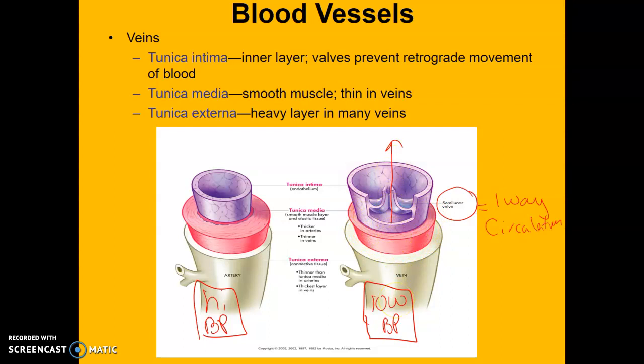Tunica externa is again this heavy connective tissue on the outside.